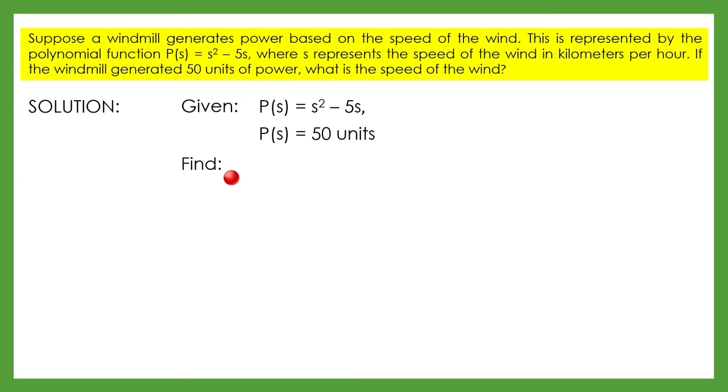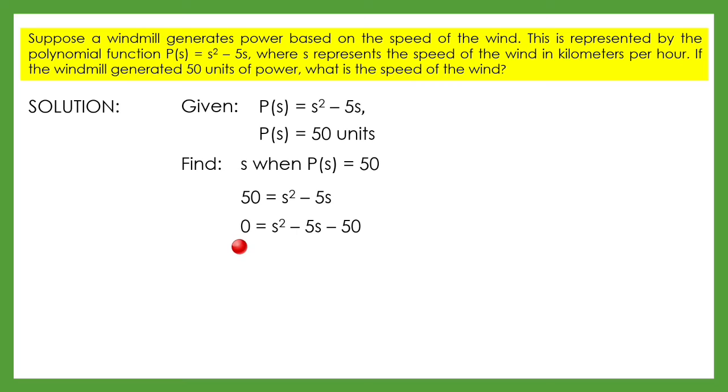And then, let's identify what is asked in the problem. So, what is the speed of the wind? So, let's find S when P of S equals 50. Ngayon naman, ang isa-substitute natin yung P of S equals 50. So, P of S, that is 50, equals S squared minus 5S. And then, transpose natin yung 50 sa right side, or magsusubtract tayo ng 50 both sides.